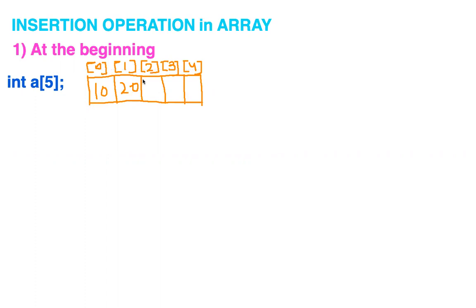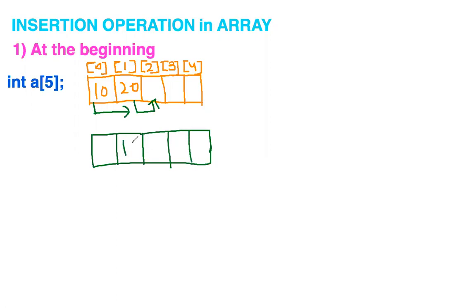So if I want to insert at the beginning, what is going to happen? We have to shift the elements to the right. So 10 will be shifting to index 1, 20 will be shifting to index 2. If we shift the elements like this, then this space will become empty. Once I shift the elements to the right, this will become 10, this will become 20. That is, we made this place empty.